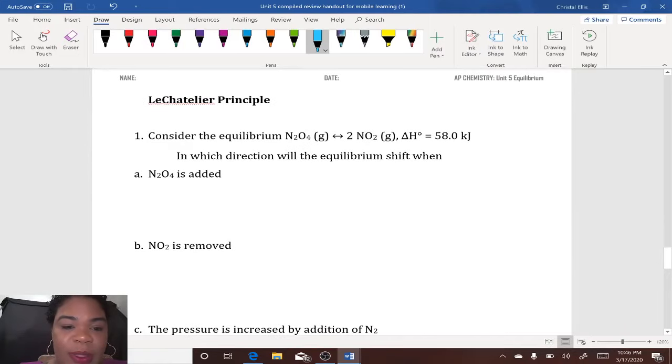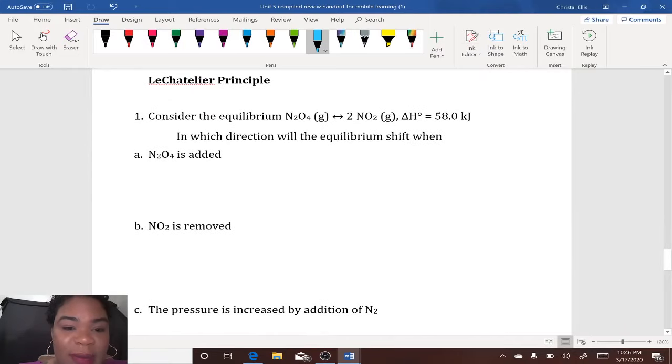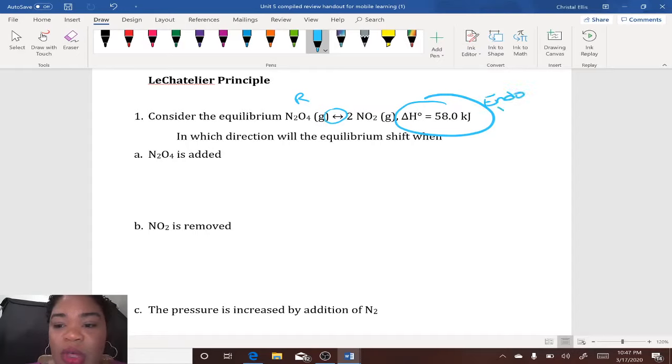So let's look at Le Chatelier's principle. Le Chatelier says that whenever a system is stressed, the system needs to work to overcome that stress and reestablish equilibrium. So we're given this equilibrium. We have a reactant here at equilibrium and it produces the product, but it's a reversible reaction. We're given the delta H and it's positive. A positive delta H means that the reaction is endothermic. Endothermic means that heat is treated as a reactant. So we could add heat on the reactant side.